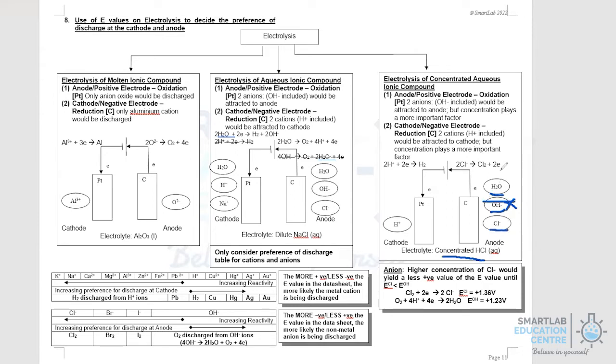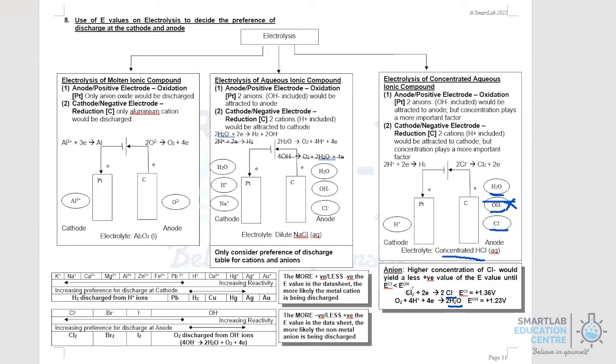Therefore, you'll be left with water, which is 1.23 volt, and your Cl minus, where the standard electrode potential is 1.36 volt. So therefore, H2O is going to compete with Cl minus to be preferably discharged at the anode. To do that, we need to bear in mind that it's concentrated Cl minus.